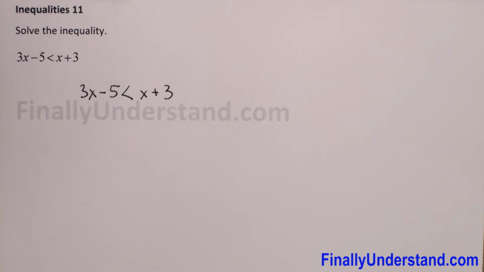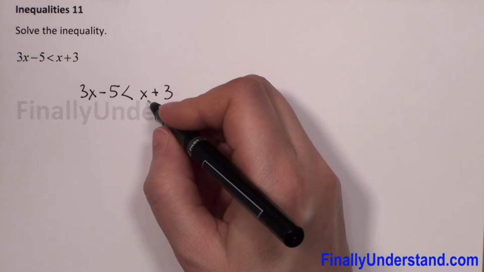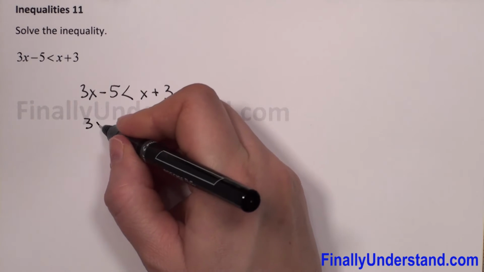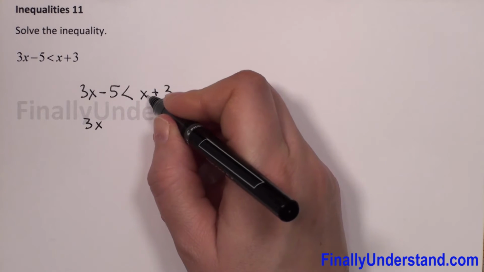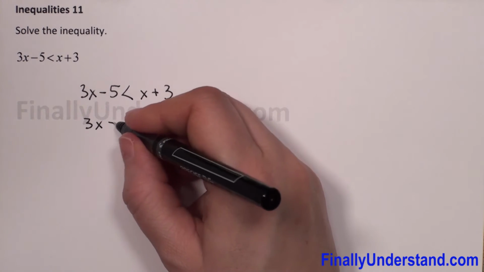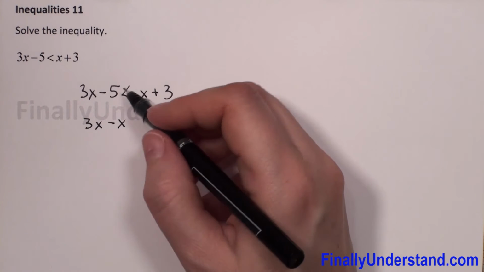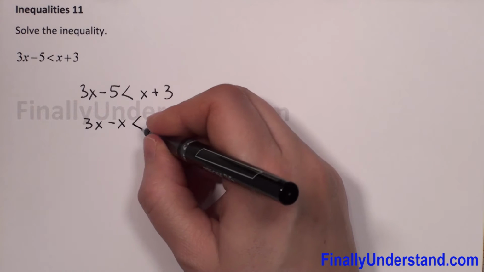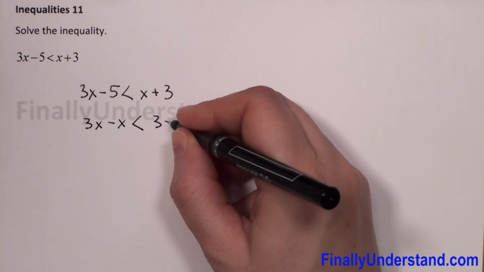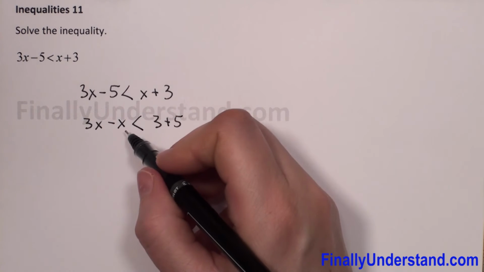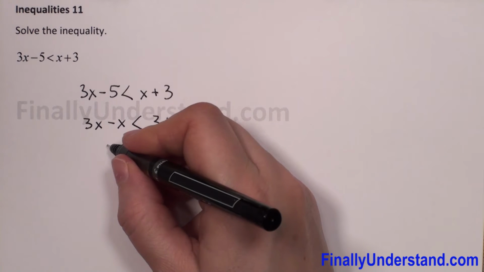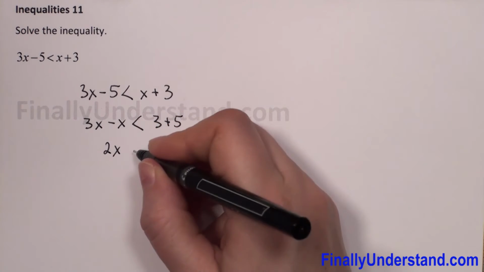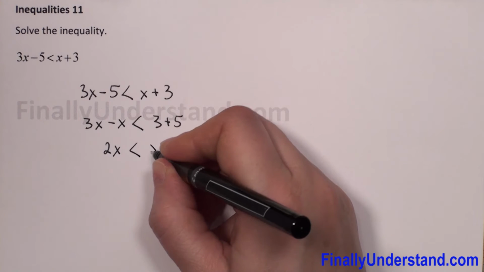First, I have to collect all terms containing x on the left side. So 3x, positive x, when I move it to the left side will be negative x, and I will move negative 5 to the right side, so I have less than 3 plus 5. 3x minus x will be 2x is less than 8.